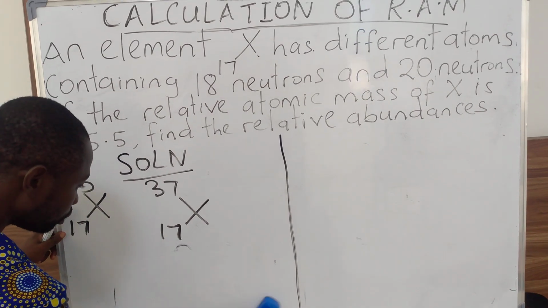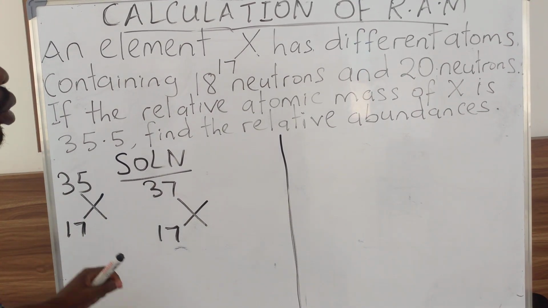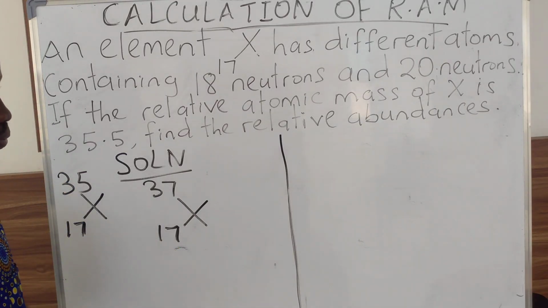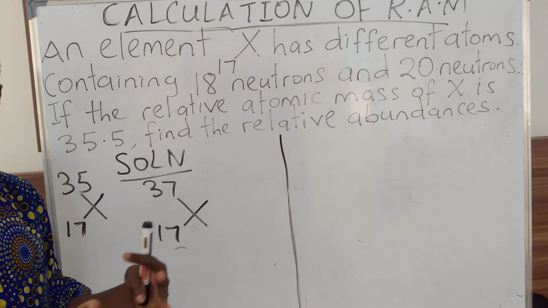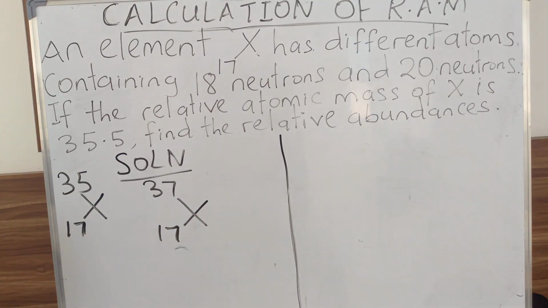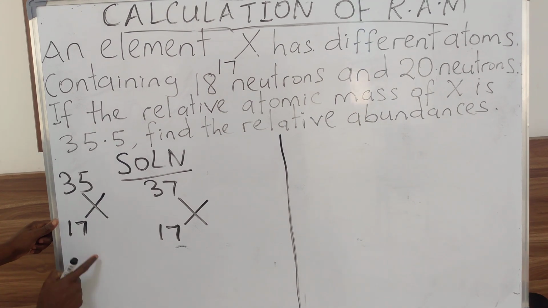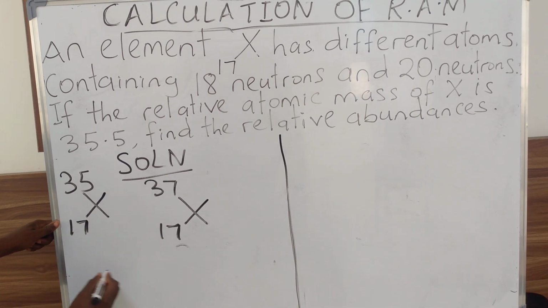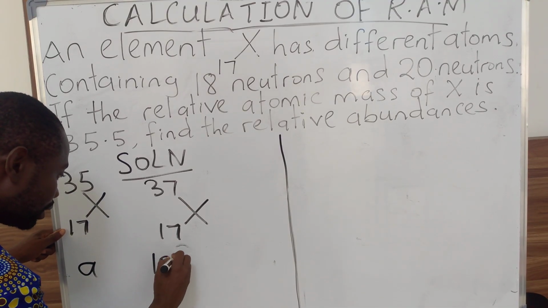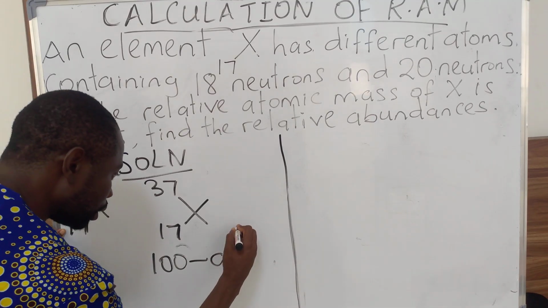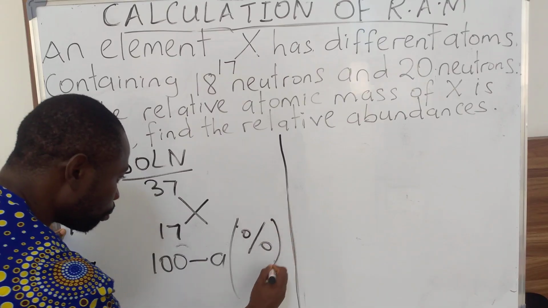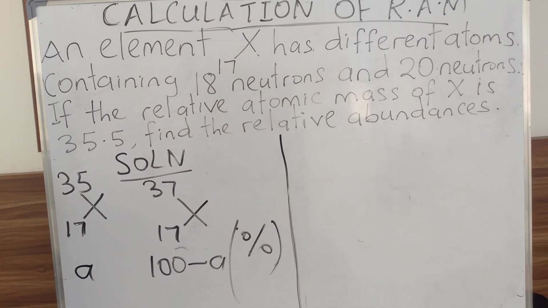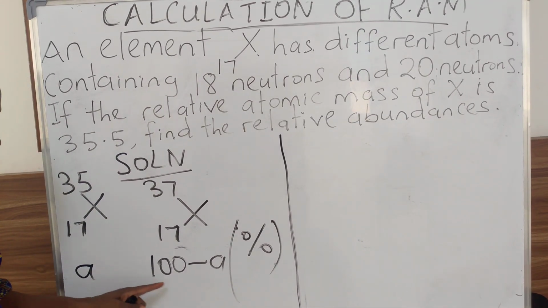So the next thing now is, since we are looking for percentage composition, and you know that the total percent of any quantity is 100, you can say let the percentage composition of this one be A. Then for this one, it's going to give us 100 minus A. This is the percentage composition of the isotopes. So this one is A, this one is 100 minus A.